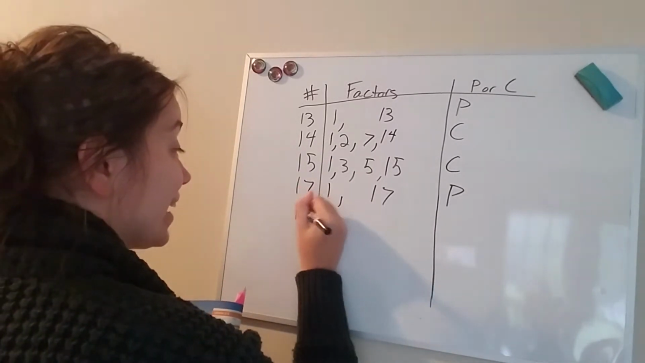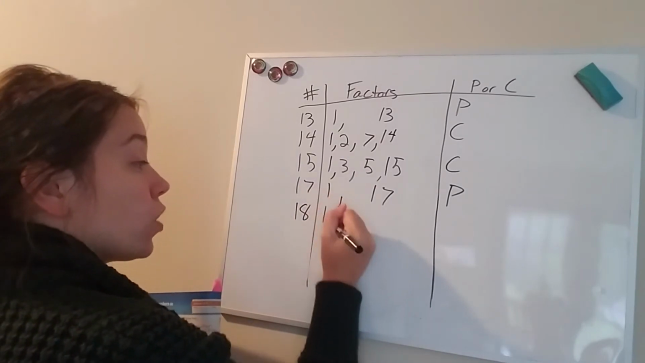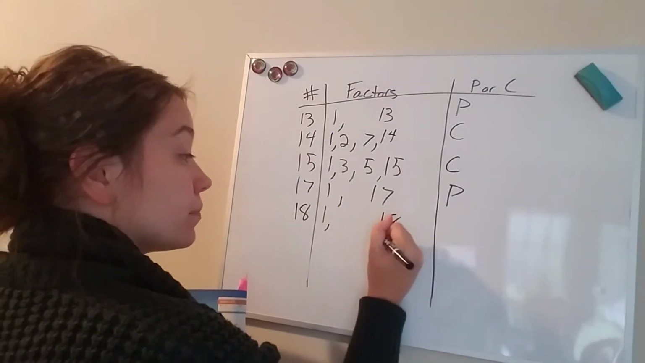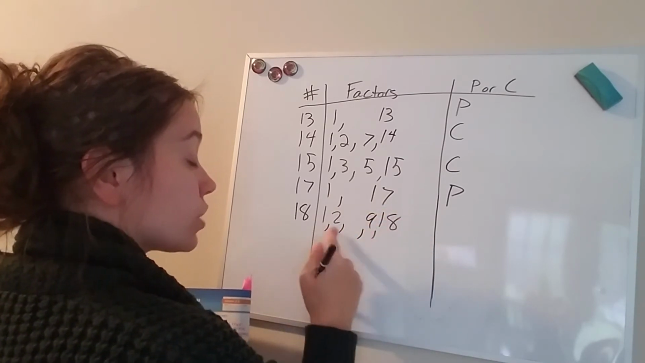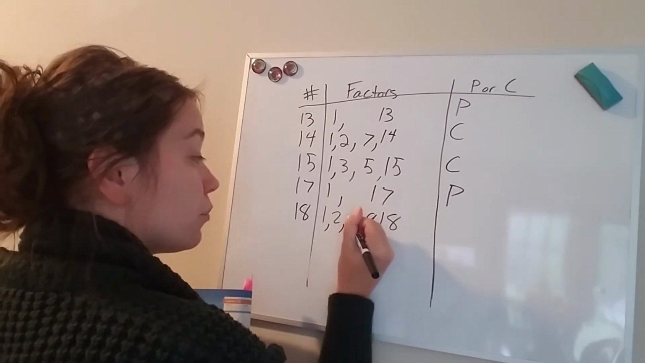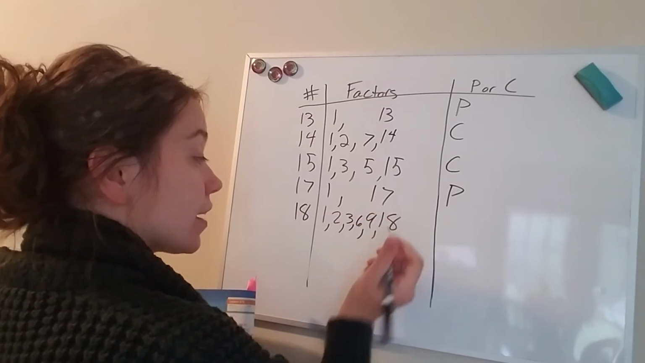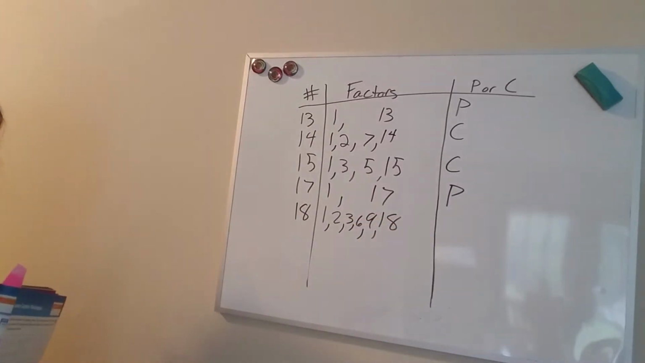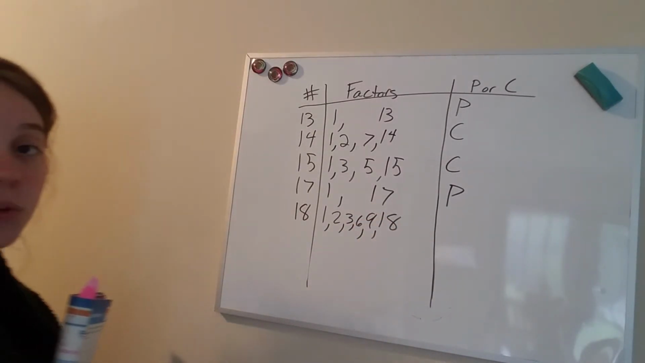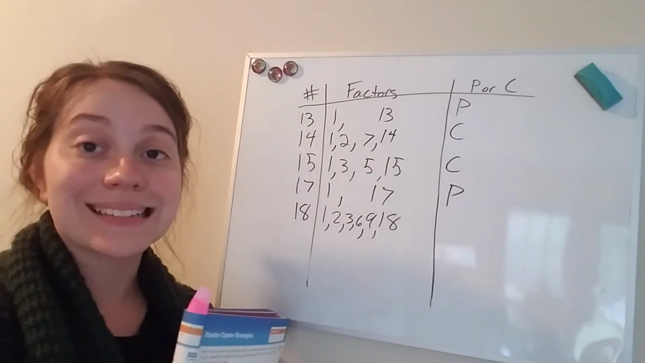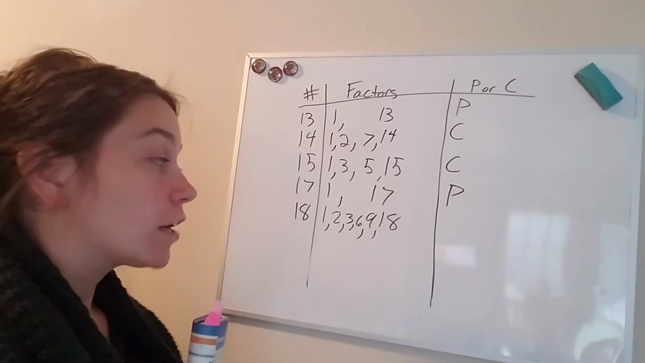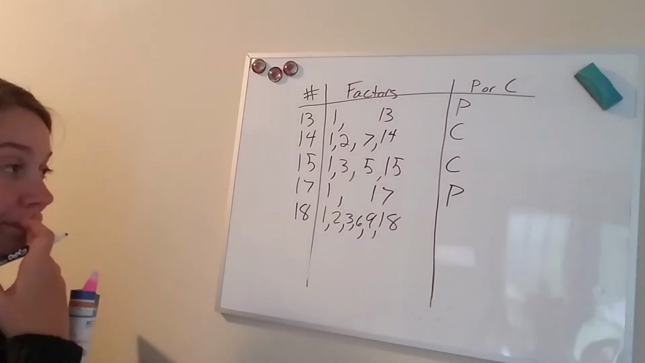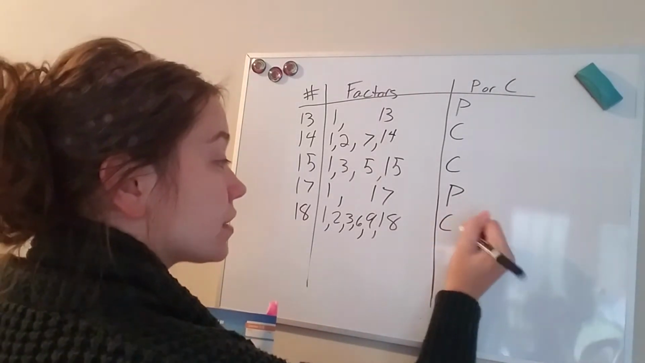Now look at 18. We have 1 and 18. We have 2 and 9. 2 times 9 is 18. And then we have 3 and 6. Make sure you remember those. Okay, so we have 1, 2, 3, 6, 9, 18. Okay, you guys are doing great. This is a composite number.